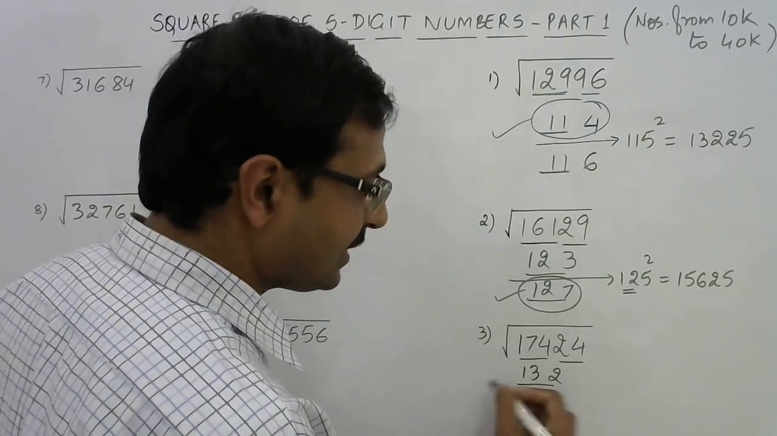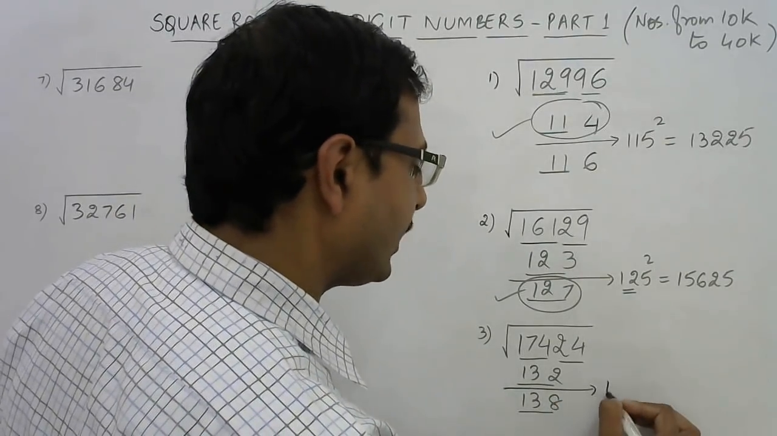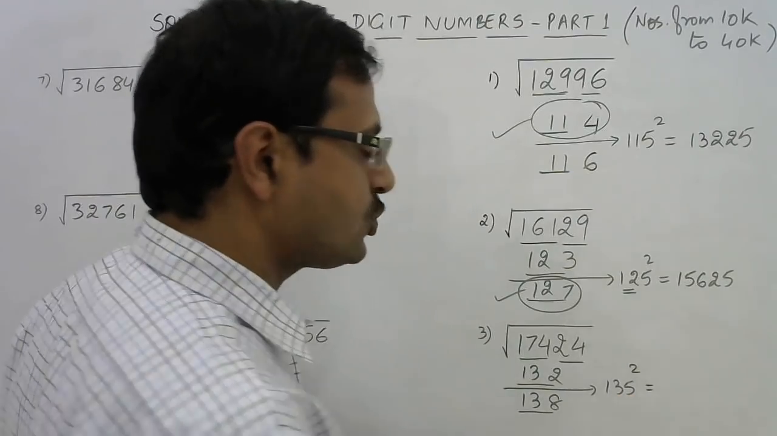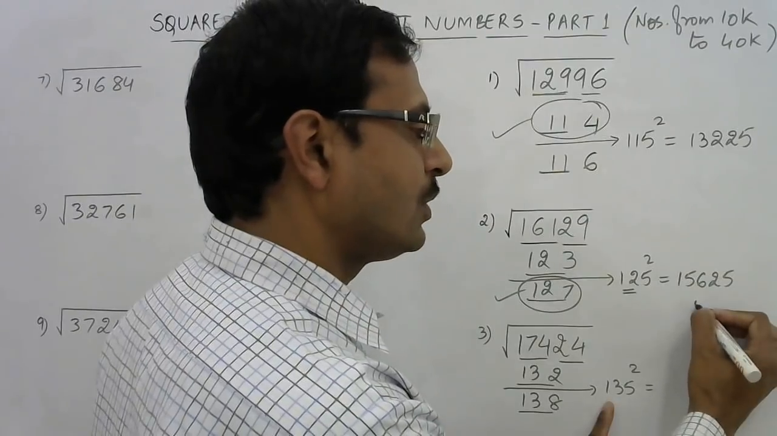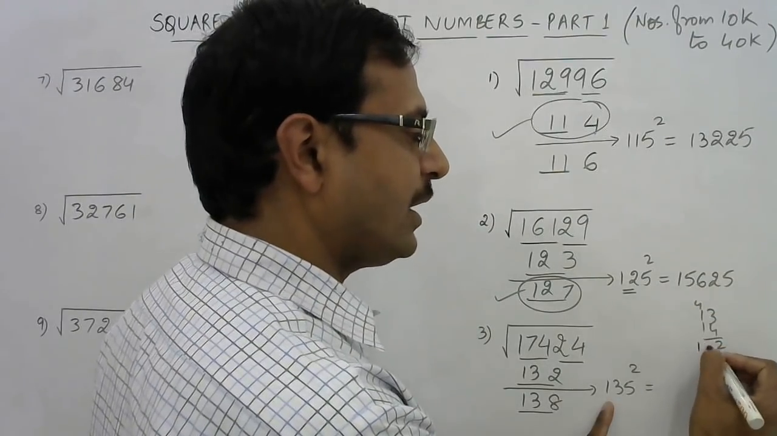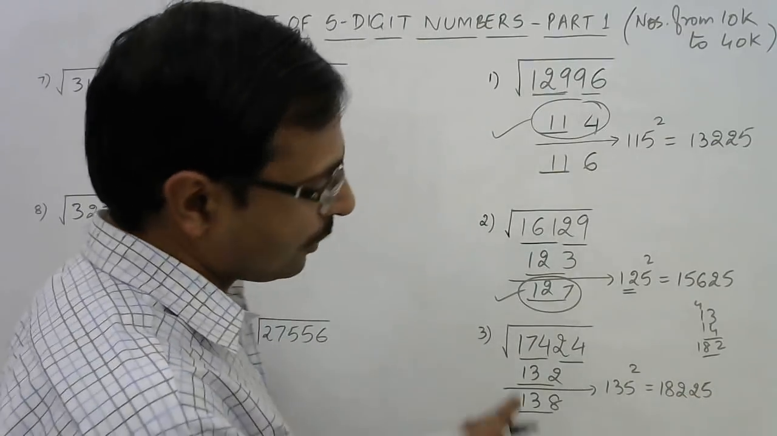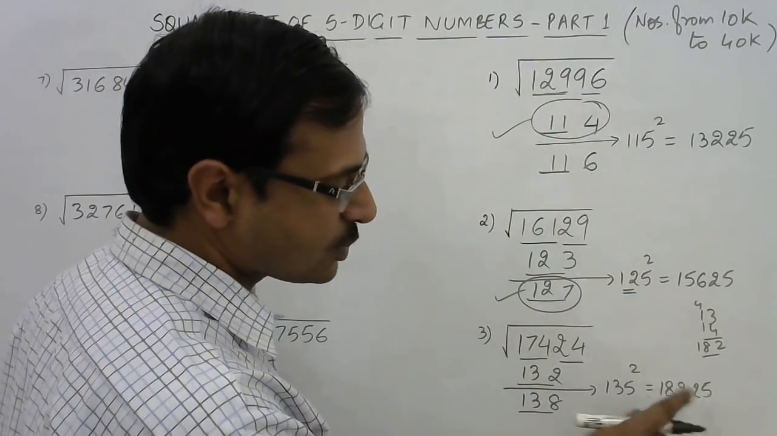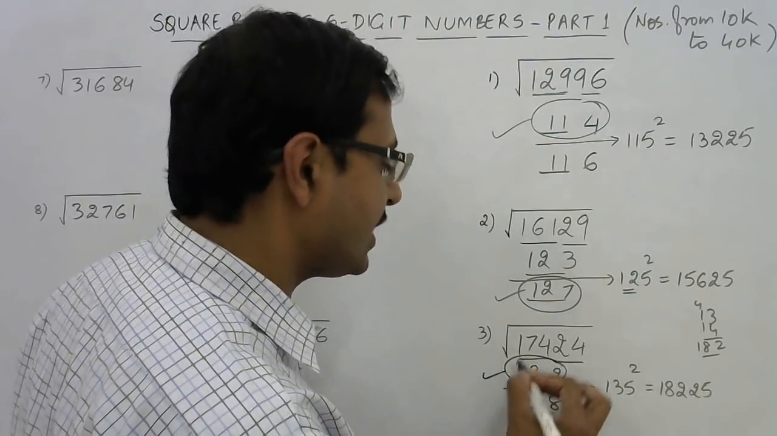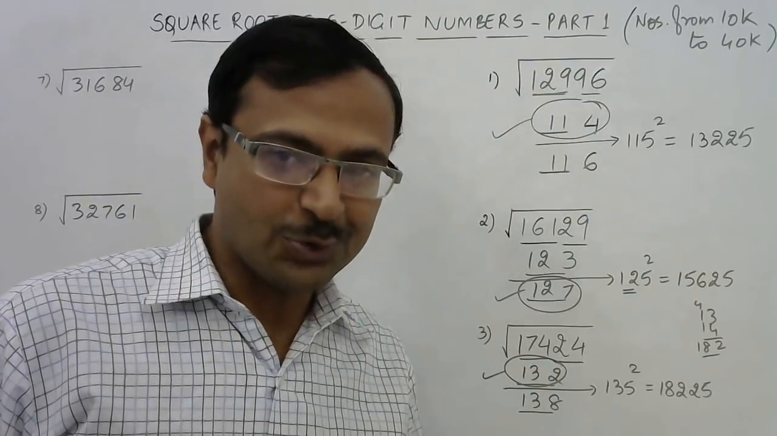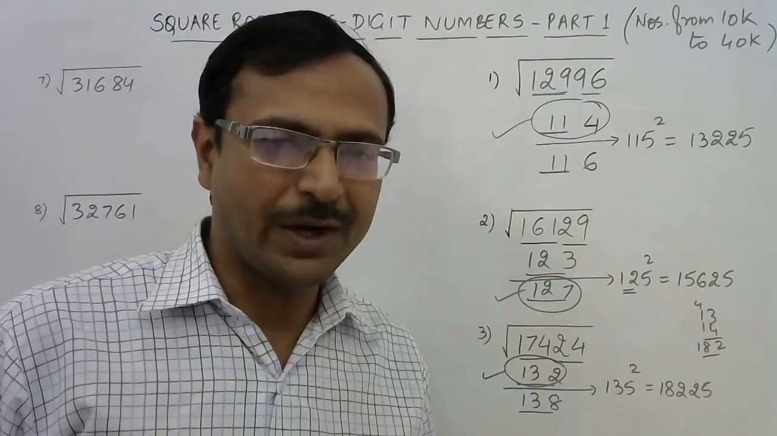So our answer is either 132 or 138. Now take the intermediate number 135. You need to multiply 13 by its successor 14. 14 times 3 is 42, 14 times 1 is 14, so 182, and you have 25. Now observe this number, it is smaller than this. So our answer is the smaller one, that is above the arrow. So 132 is the square root of 17424. Isn't it amazing? A little bit of practice is required to master this.